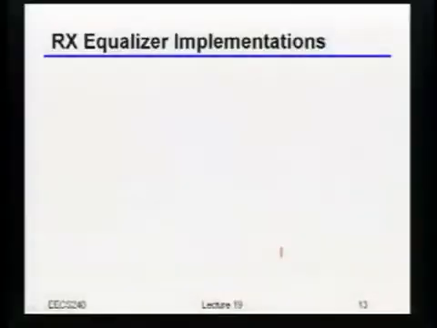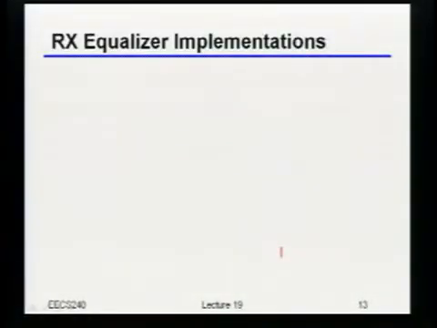Today we'll finish up with some of the high-speed filtering stuff, basically the equalizers that we had talked about last time. We'll also start talking about some comparators.